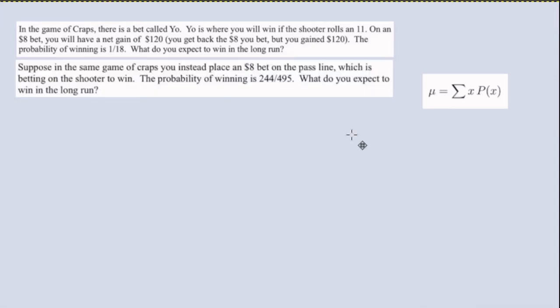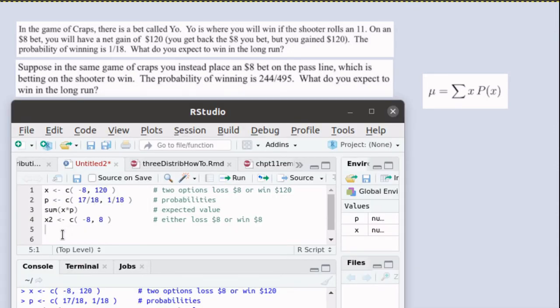Another kind of bet that you can make in a craps game is called bet on the pass line, in which you just put down your $8, and you've got a probability of winning of 244 out of 495. Okay, so if we know the probability of winning, we could find the probability of losing. You win $8 on this, or you lose the $8. So we'll build another discrete probability distribution in which the x values are either a minus 8 or 8.